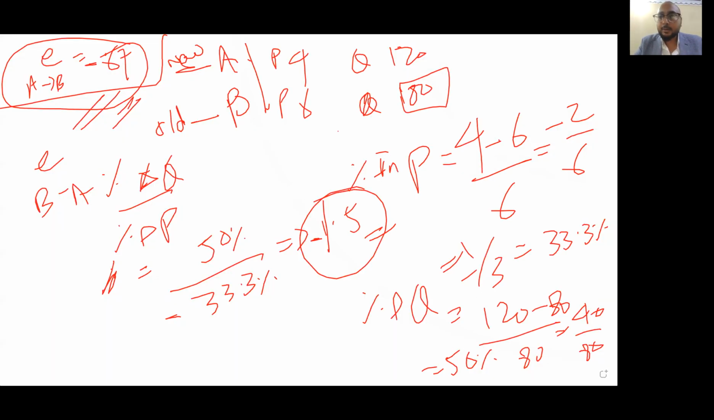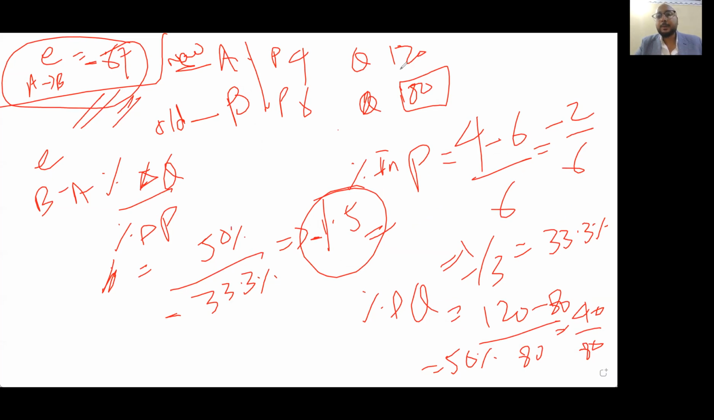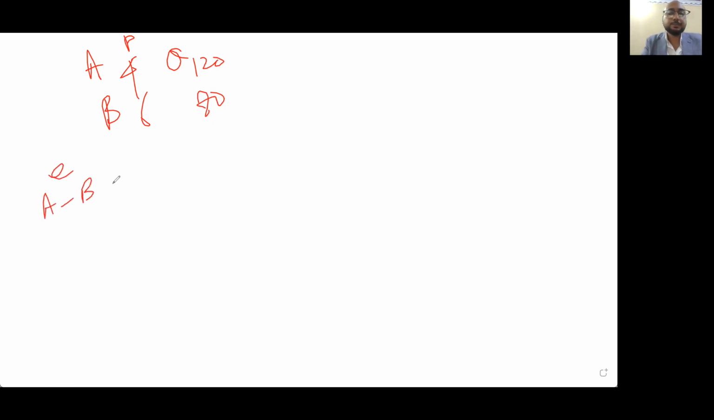Let me clear this stuff out here. Okay, so we have point A and B, we have price 4 and 6, we have quantity, which is 120 and 80. Now let's talk about the elasticity from A to B. Percentage change in quantity divided by percentage change in price.